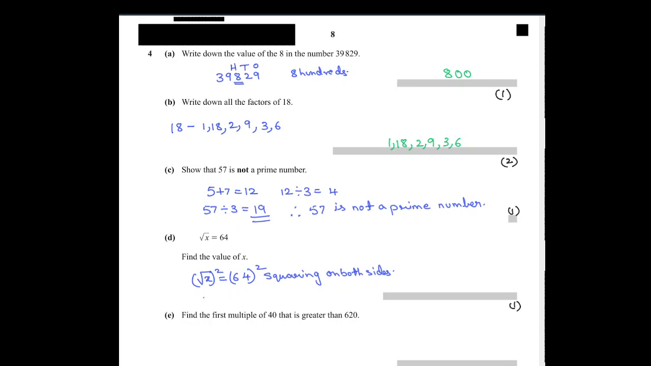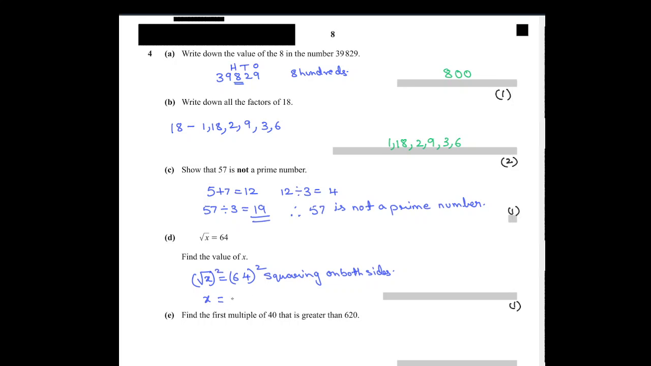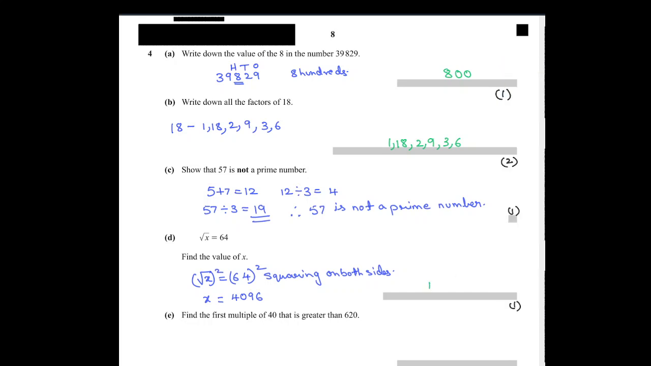So root x square is x. 64 square you find out using a calculator. 64 square, 4096. 4096. So this is the value of x. Question number D is done.